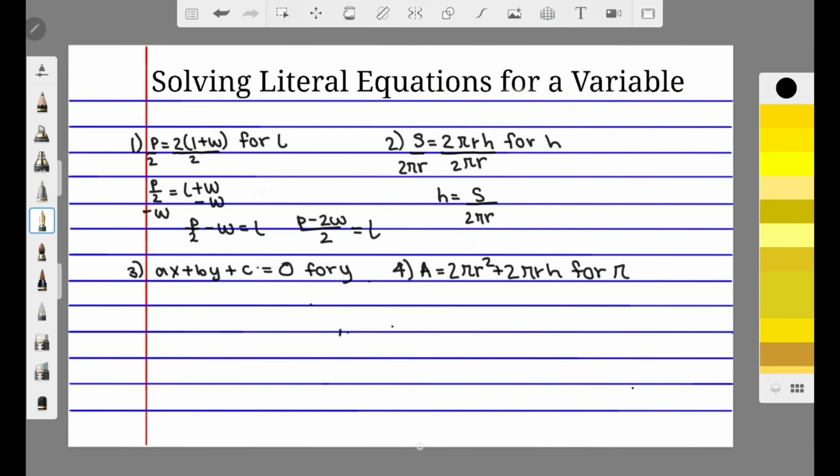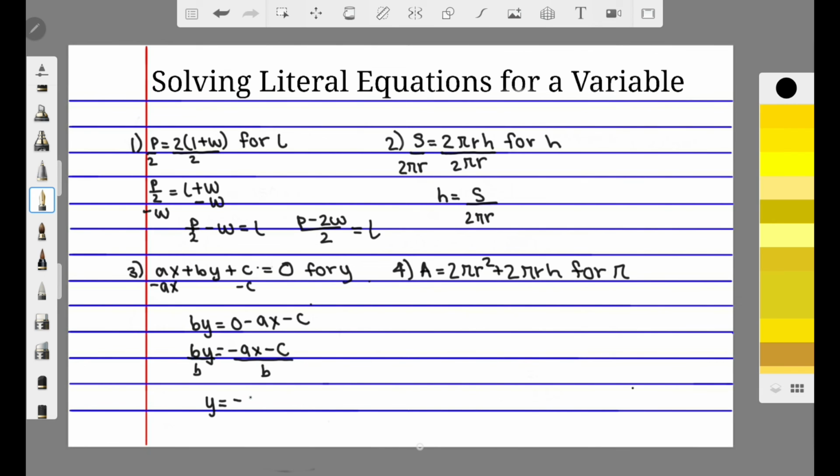Alright, number 3, ax plus by plus c is equal to 0. So the first thing I'm going to do is I'm going to subtract ax and c. We can also write this as negative ax minus c since it's just 0. Alright, now we're solving for y, so let's divide it by b on either side. So you just get y is equal to negative ax minus c over b.